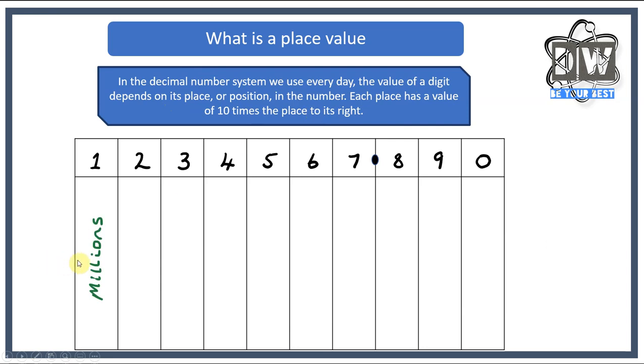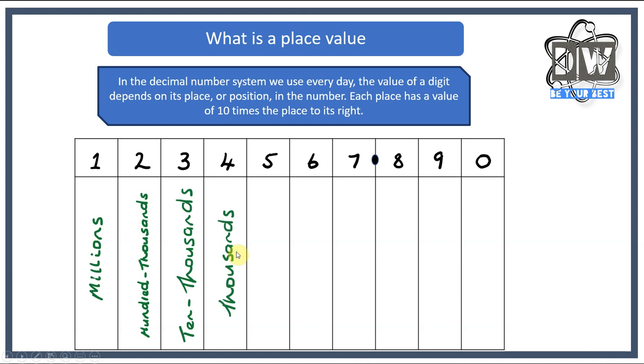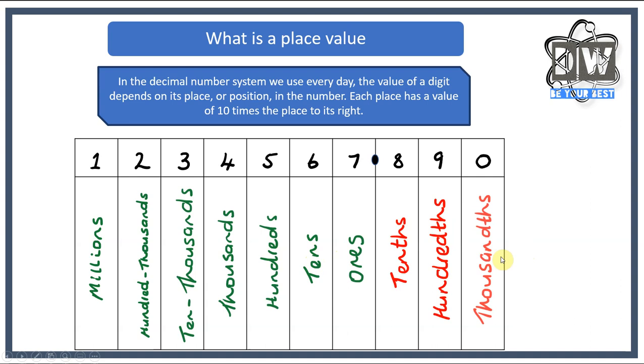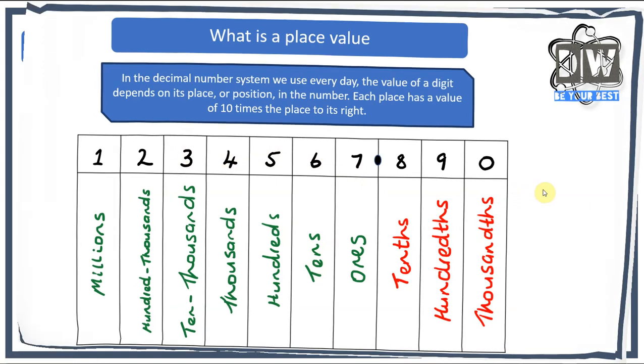So if we look here, we've got our millions, our hundreds of thousands, our 10,000s, our thousands, our hundreds, our tens, our ones or our units, our tenths, hundredths or thousandths. Depending on where we fall, we're going up by 10 each time. So with our ones, if we move in this direction, we're 10 times bigger than that, 10 times bigger than that, and so forth. Hopefully that makes sense to you.